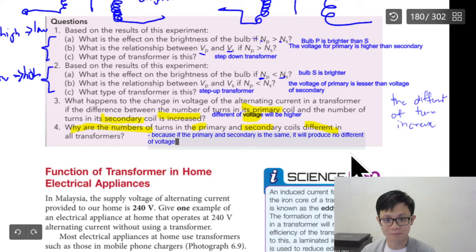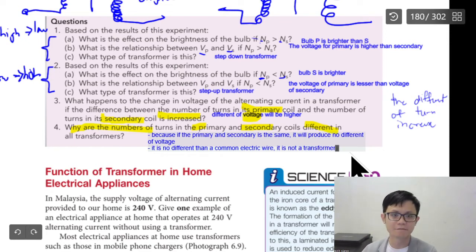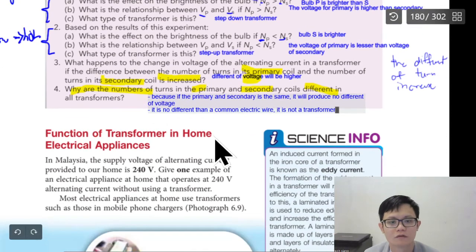This one I add myself, this answer. It is no different than a common electric wire. It is not a transformer. You get what I mean? Because if you put the same, then it's just a wire. It's not a transformer, and you're wasting money because you need to use the metal wire, so cheap, and then you want to buy the transformer to do nothing. So yeah.